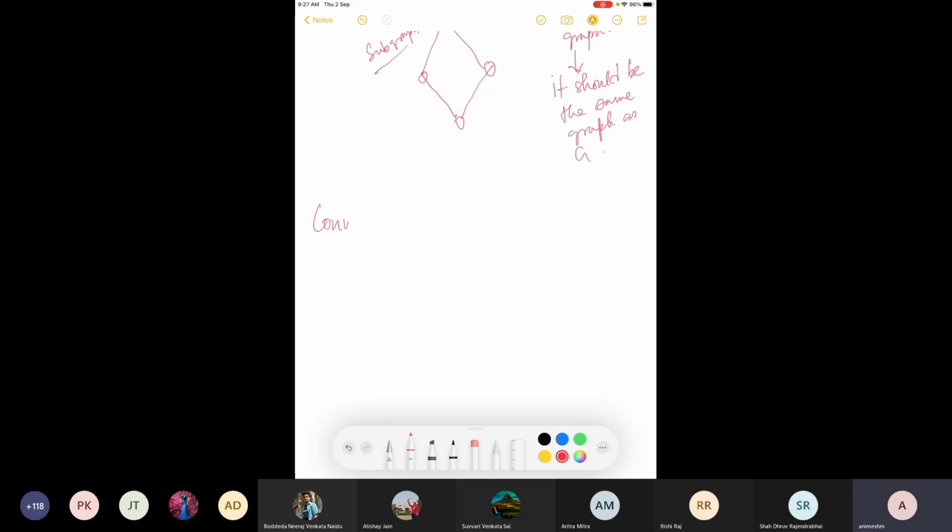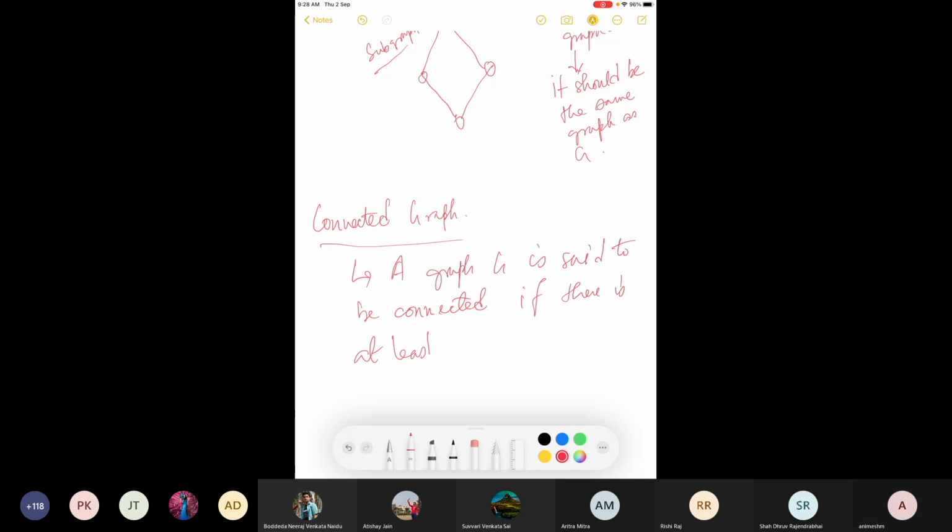The last in line, connected graph. A graph G is said to be connected if there is at least one path between every pair of vertices.